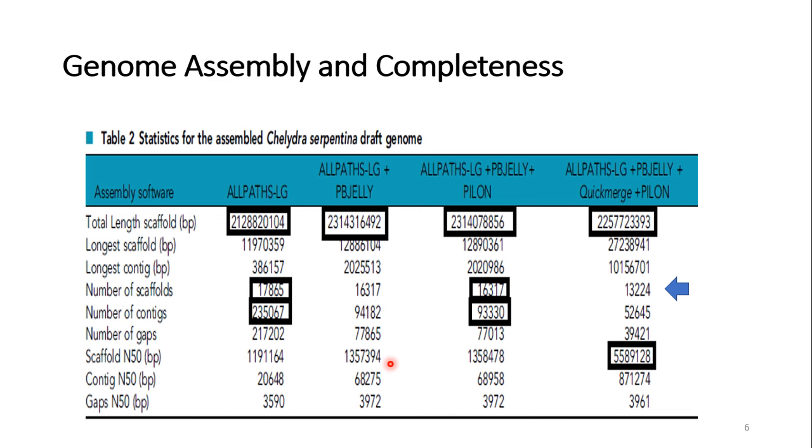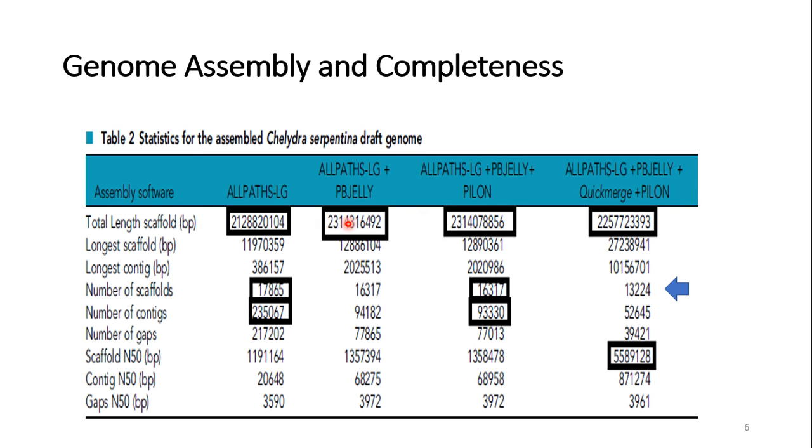Genomic assembly and completeness: the initial assembly of the snapping turtle genome using Illumina short reads provides a genome of 2.12 GB, which is similar to other species. It contains 17,865 scaffolds, and the contigs total 2.3 GB.